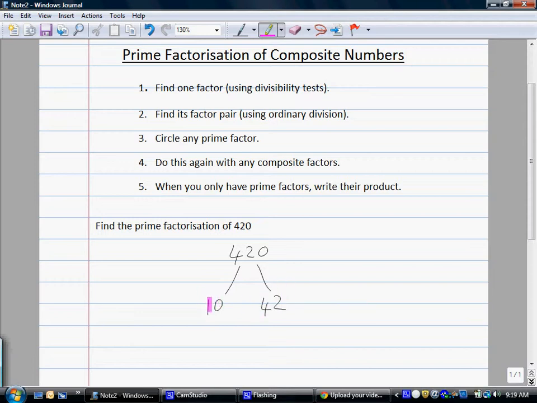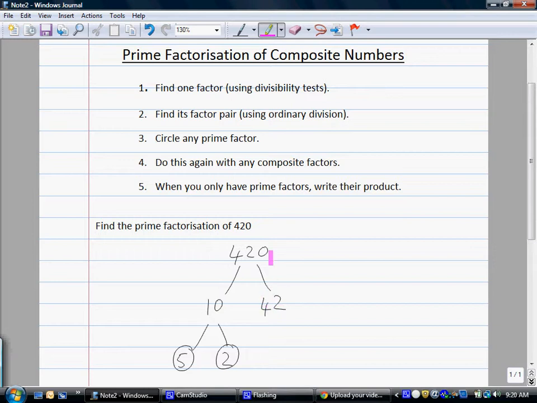So I'll start with 10, find one factor. Well, I know that 5 is a factor of 10. Find its factor pair. That will be 2, because 5 times 2 is 10. Circle any prime factors. Well, 5 is prime, and so is 2. So this branch has been completed. I do this again with any composite factors.